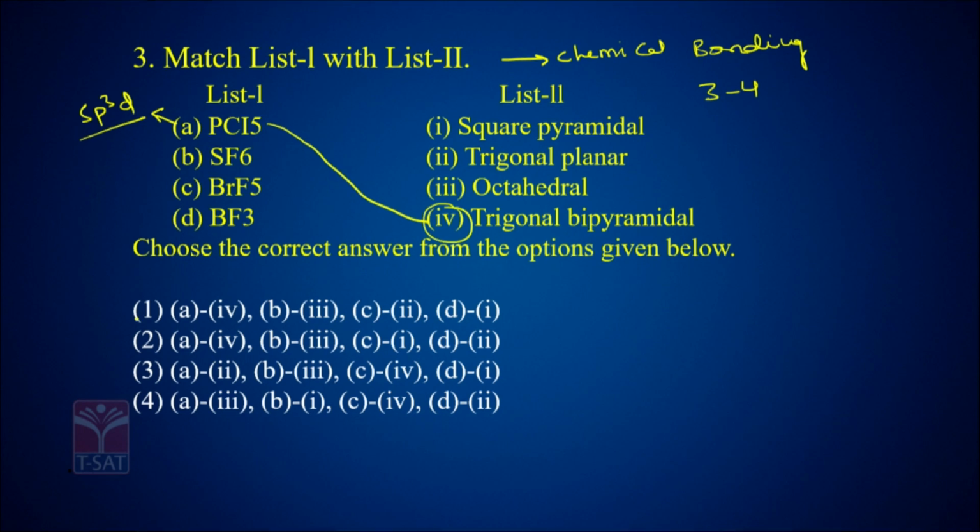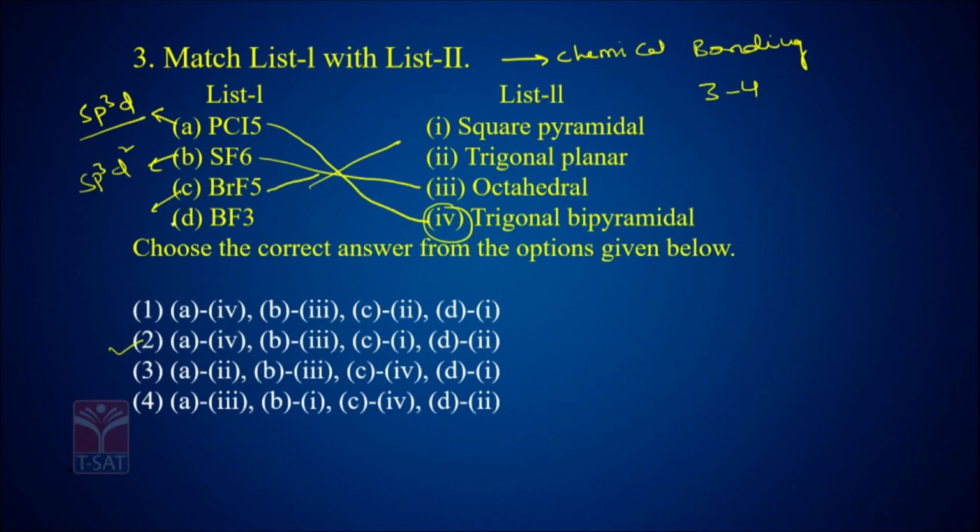A4, which option do you have? Option 1 and option 2. SF6 is sp3d2 with 0 lone pairs. What is its structure? Octahedral. That is A4B3, both 1 and 2 are the same. BrF5 is T shape, sorry, BrF5 is square pyramidal shape, right? Square pyramidal. A4B3 and C1, option 2.